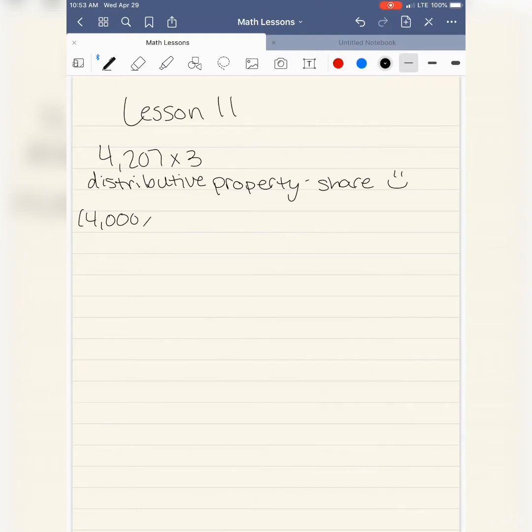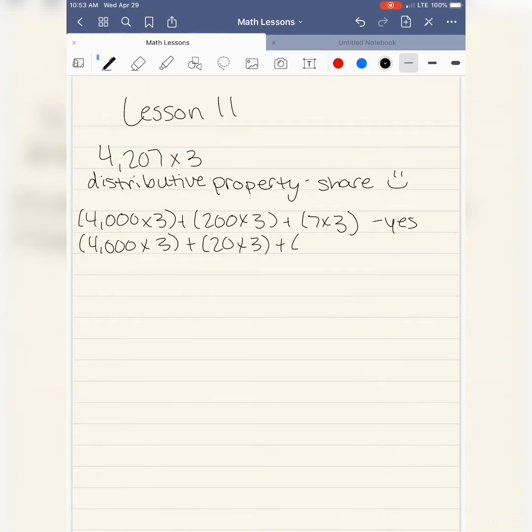So, can I say 4,000 times 3 plus 200 times 3 plus 7 times 3? Yes, because that is in its expanded form. All right, looking at the next one. And that is completely distributed out. I have 4,000 times 3 plus 20 times 3 plus 7 times 3. Will this work? No. Because of that 20, it's the wrong place value.